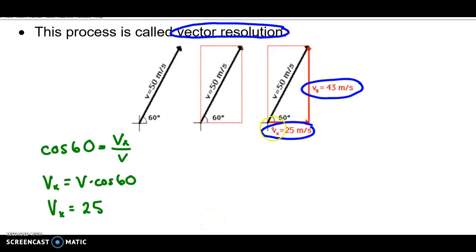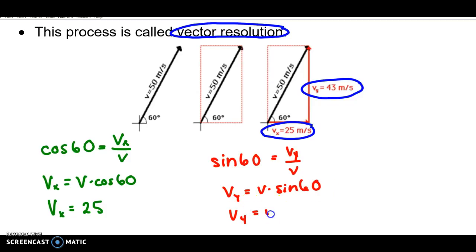Likewise, if I was looking for my vertical component, I would do the same thing. I know that sine of 60 degrees is going to be opposite over hypotenuse, so vy over v, right? So if I rearrange and solve for vy, I want my vertical component. That's just v times sine of 60. Again, we know that v is 50. We can figure out sine of 60. So our vertical component is 43 meters per second. So that's how we could get the components from working backwards using right triangle trig.